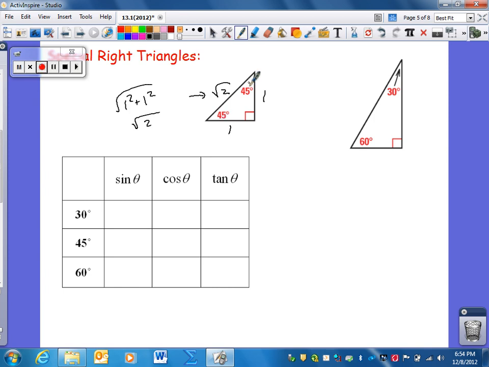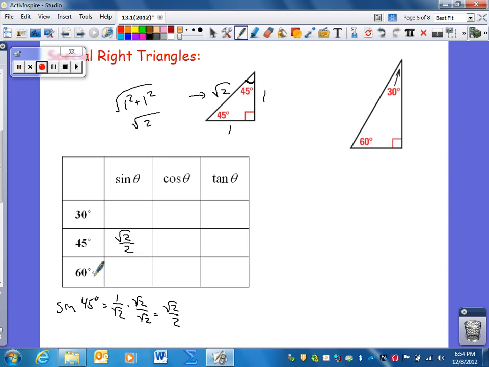If I let any one of these angles, because they're the same, it doesn't matter. If I go opposite over hypotenuse, I'm going to get sine 45 equals 1 over root 2. If I were to simplify that, I multiply by square root 2 over square root 2, and that's root 2 over 2.